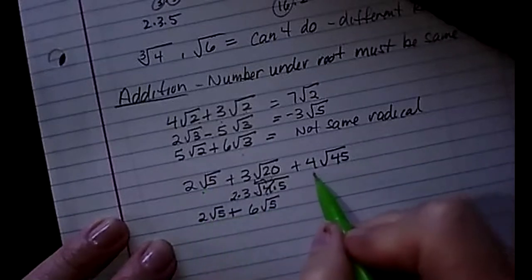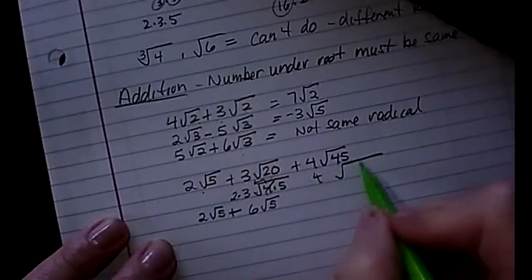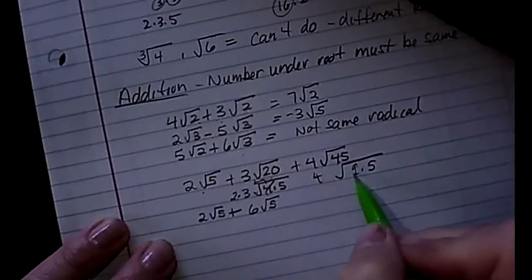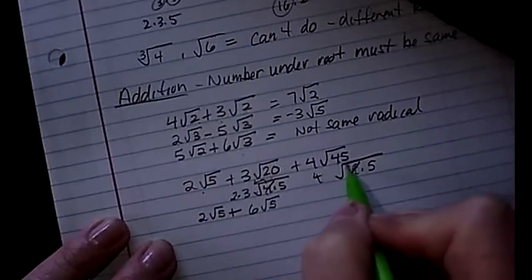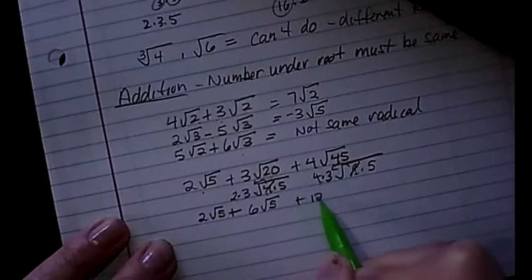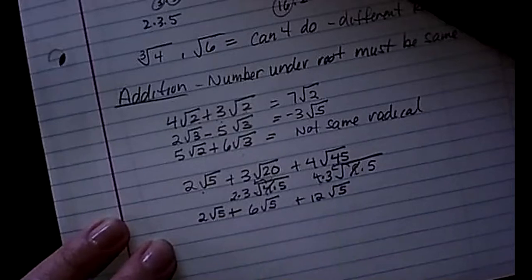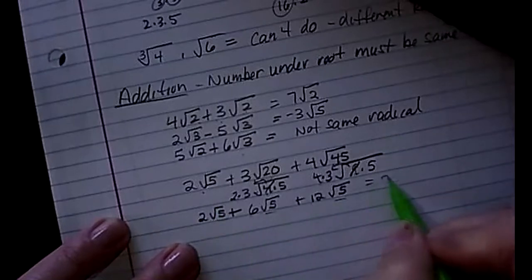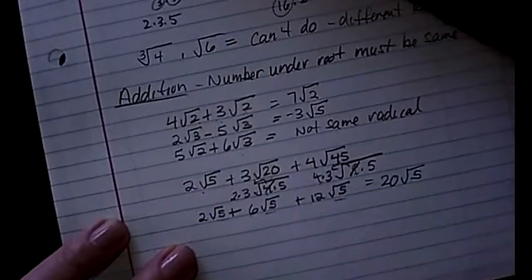All right, so let's break this one down. Let's see, we've got 45. How about 9 times 5? Again, you can continue to the primes, but I know that the square root of 9 is 3. So I'm just going to go ahead and stop there, just because I know that. So I bring a 3 out, multiply it times the 4 that was already out there, plus 12 radical 5. All right, so once they're simplified, notice they all have the same radical. So then I can add these together. All right, so 2 plus 6 is 8, plus 12, I have 20 radical 5s.